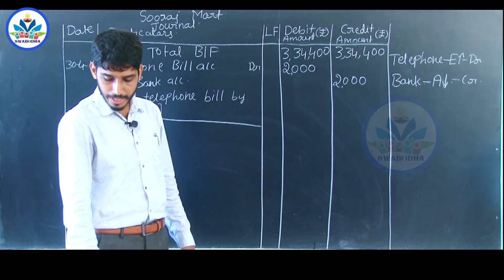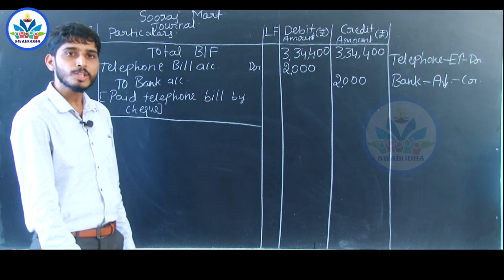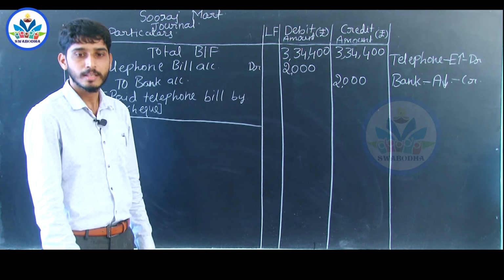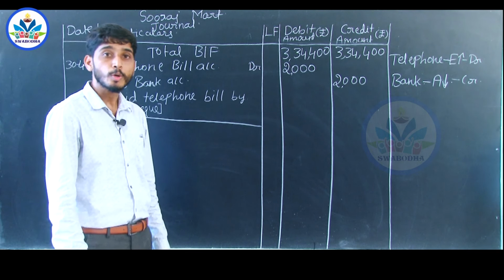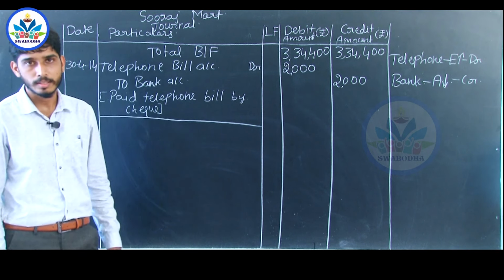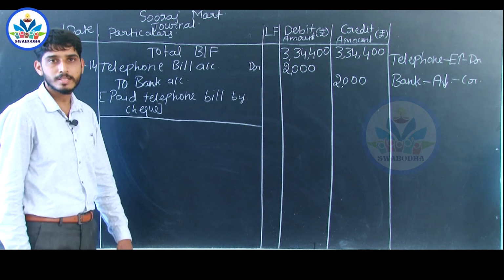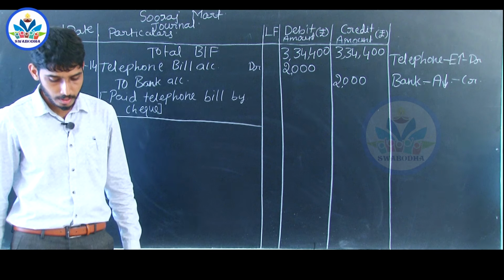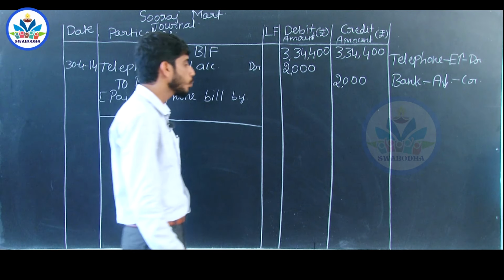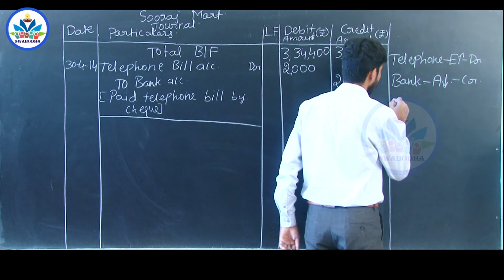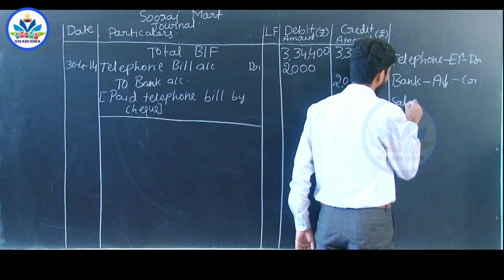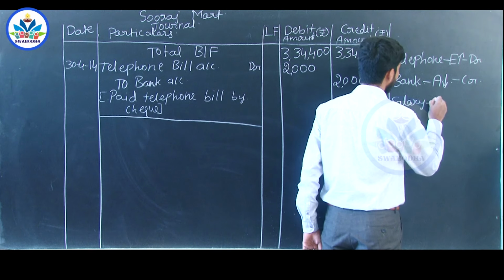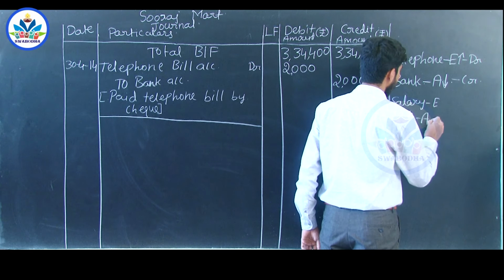The next transaction on 30/4/2014, payment of salaries in cash rupees 12,000. Salary paid by the business to its employees in the form of cash rupees 12,000. Now, the two accounts involved are salary account and cash account. Salary is an expense, cash is an asset.